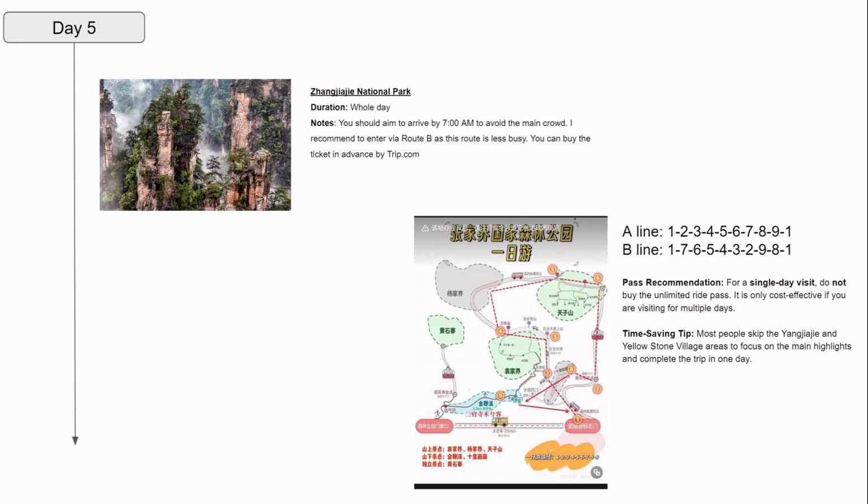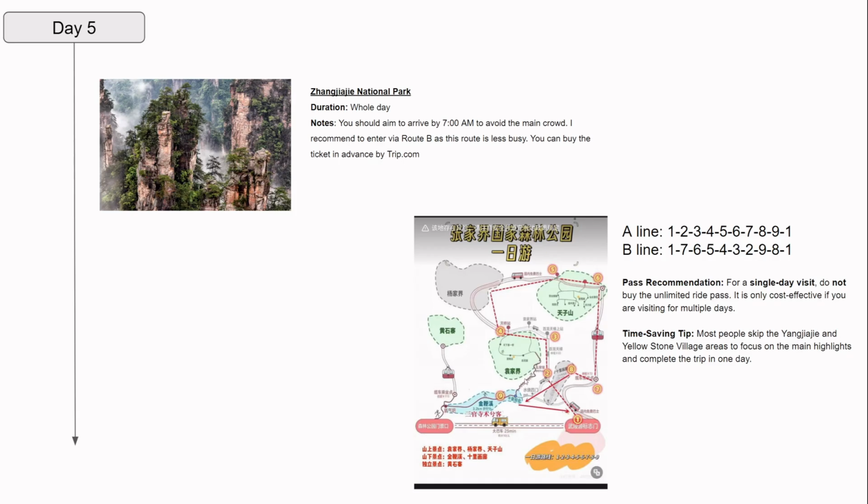Within the park, there's a shuttle bus that will take you between different attractions. From number 5, you will take a shuttle bus to number 4, which is Yuanjiajie, basically most of the Avatar Mountain. After that, you'll take another shuttle bus to number 3, which is the longest elevator. You'll take the elevator down to number 2.